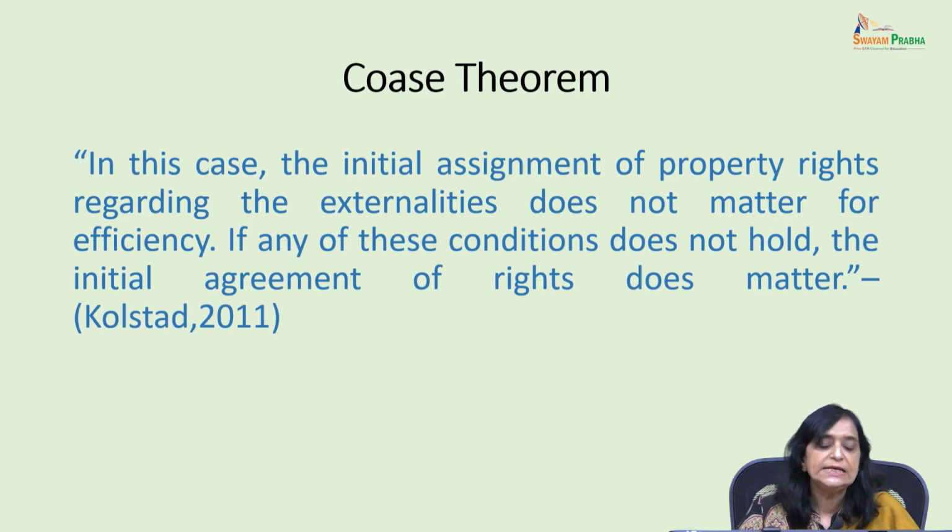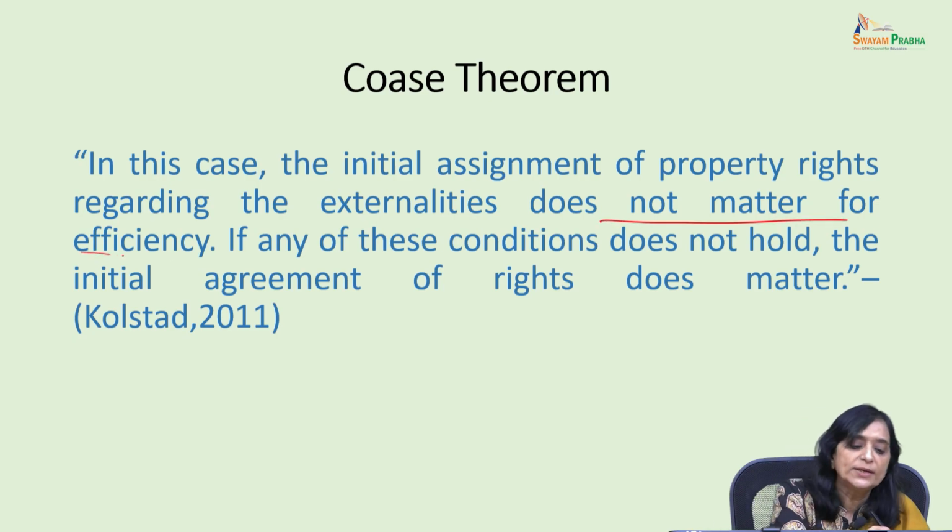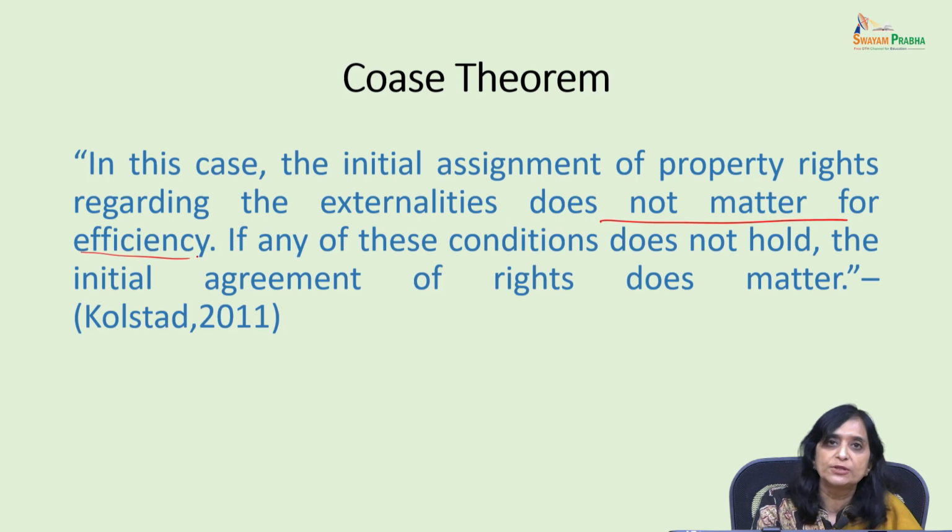So, stating the Coase theorem, we say, in this case, when there is no transaction cost, the initial assignment of property rights regarding the externality does not matter for efficiency. As we have just seen, whether the rights are with the polluter or with the victim, both of them are coming to the same equilibrium point.